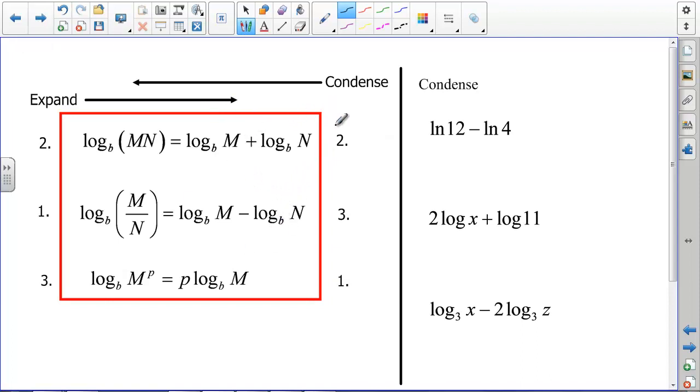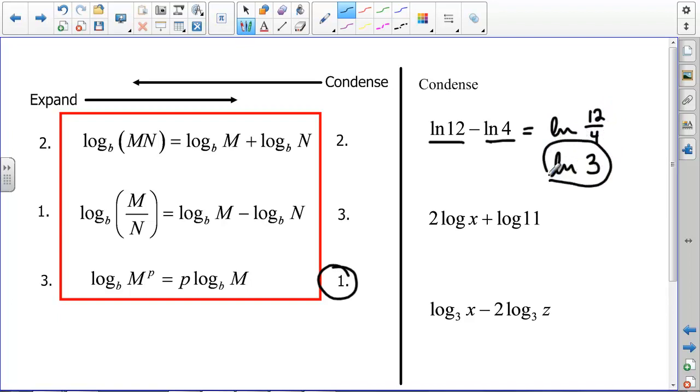Same ideas here, okay? We're looking for numbers out in front first, and then multiplication and division comes from addition and subtraction, so we're going to look for that. So right here, I see natural log of 12 minus the natural log of 4. No numbers out in front, so there are no exponents, but there's subtraction. Subtraction means division. Now, as I said earlier, we want to make sure we write it as a single log. So it's the natural log of 12 divided by 4, which is the natural log of 3.